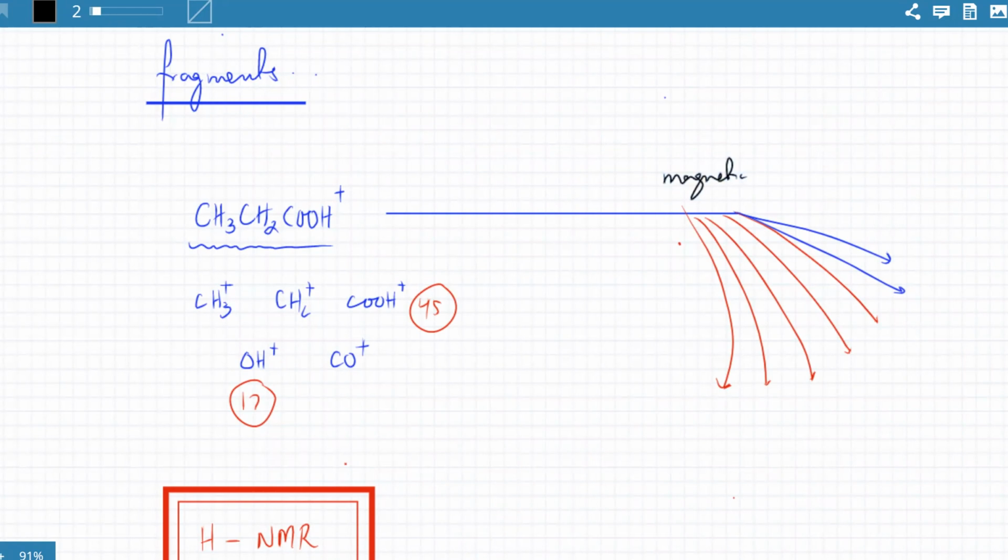Now, the molecule could break at any point. It doesn't really matter. You could get a CH3+, you could get a CH2+. The COH might break off, OH might break off. It could break at any point.